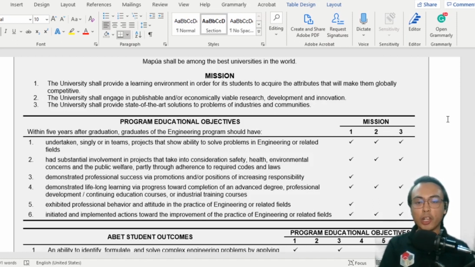Demonstrated lifelong learning via progress towards completion of an advanced degree, professional developments, or continuing education courses or industrial training courses. Exhibited professional behavior and attitude in the practice of engineering or related fields. And finally, initiated and implemented actions toward the improvement of the practice of engineering or related fields. So take note of these PEOs.